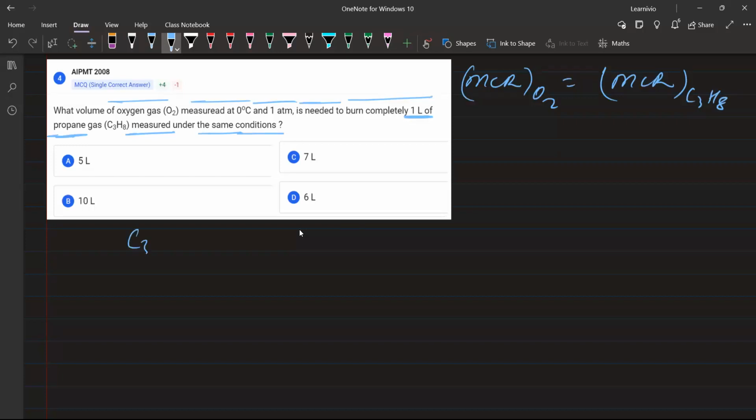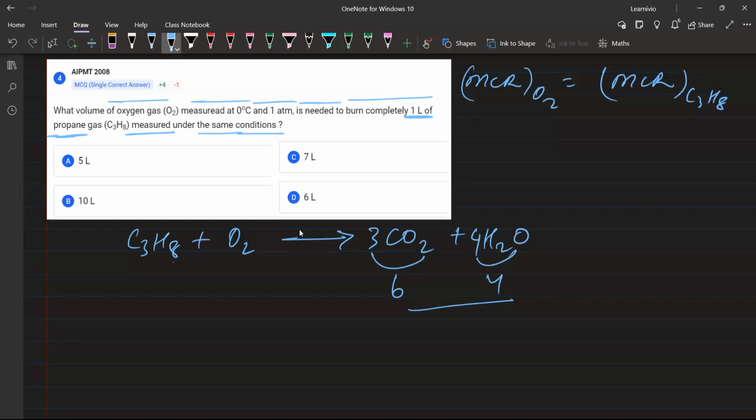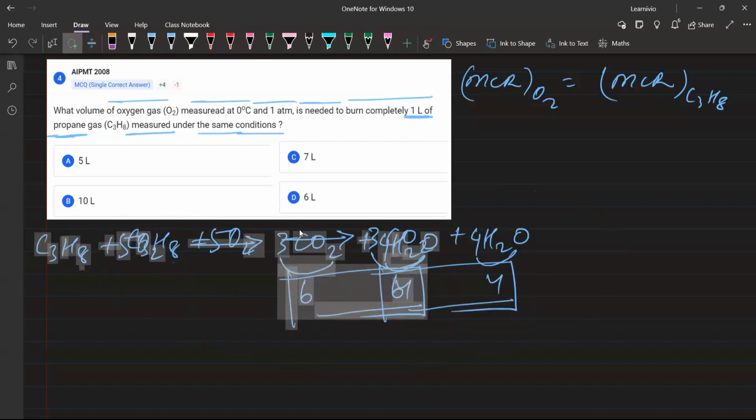The reaction will be C3H8 plus O2 gives CO2 plus water. This is the combustion reaction for any organic molecule, that is any hydrocarbon. There will be 3 moles of carbon atom, so 3 moles of CO2. Because there are 8 hydrogens, I will write 4 H2O. So how many oxygen atoms do we have? We have 3 times 2 is 6, and here we have 4. So we have a total of 10 oxygen atoms. That is like 5 O2. So this is the complete balanced chemical reaction.